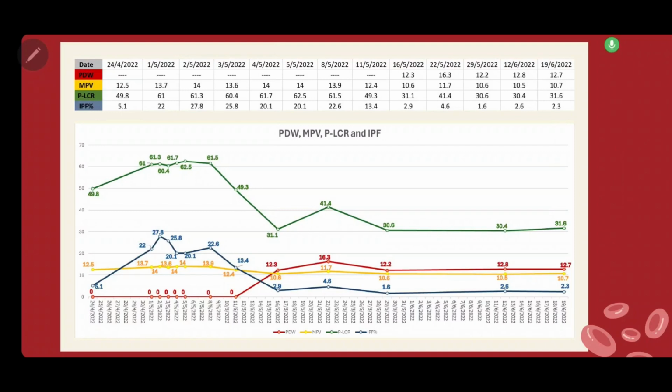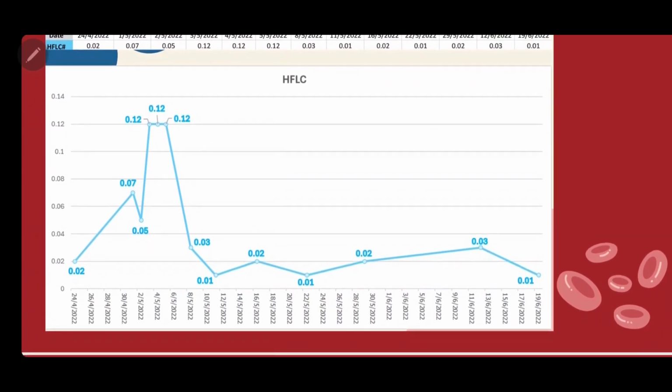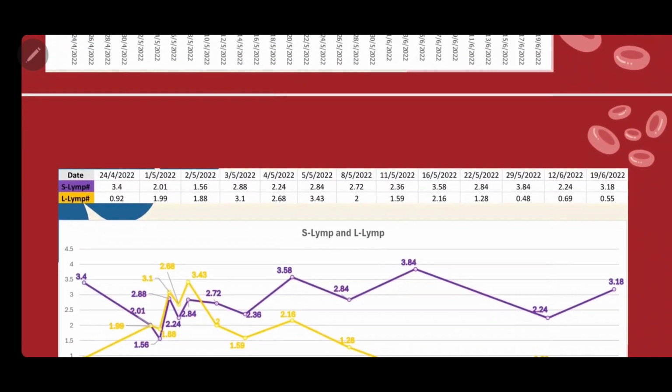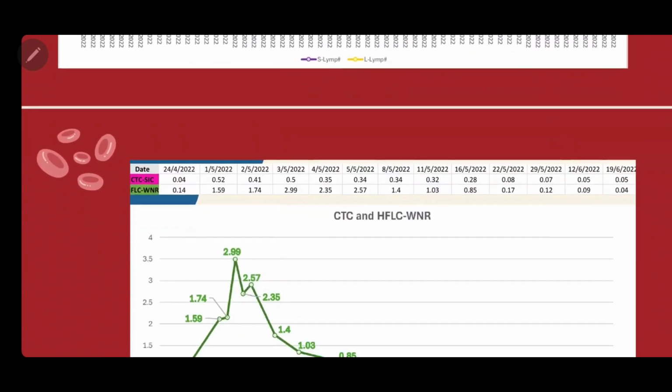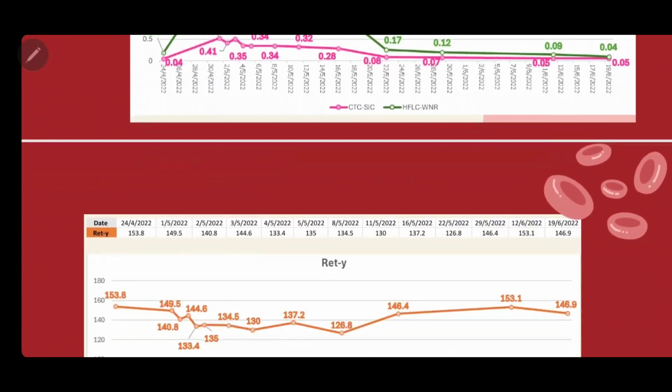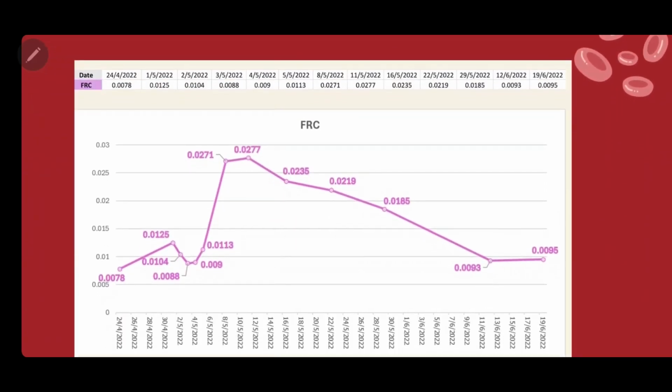This type of graph helps us understand what we can see in cases of IMHA. It follows the trend shown in the graph. The trend of HFLC is quite clear, but the more distinct one is the HFLC in the WNR channel. RetY is also very important, but many people do not understand it or have never tried using it. Once you do, you'll find it is a very interesting value.